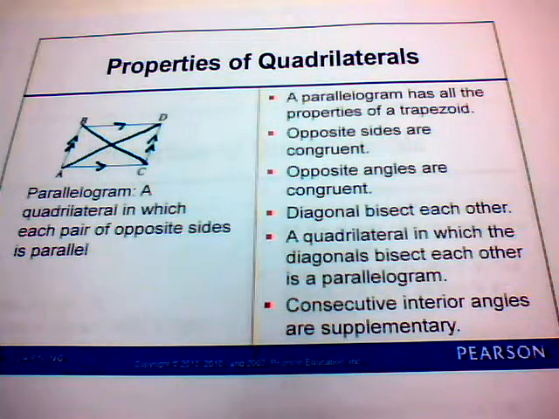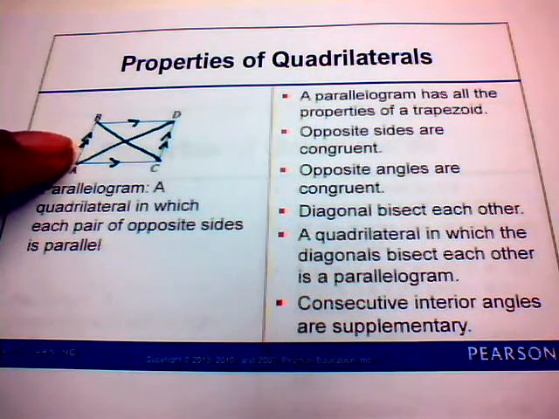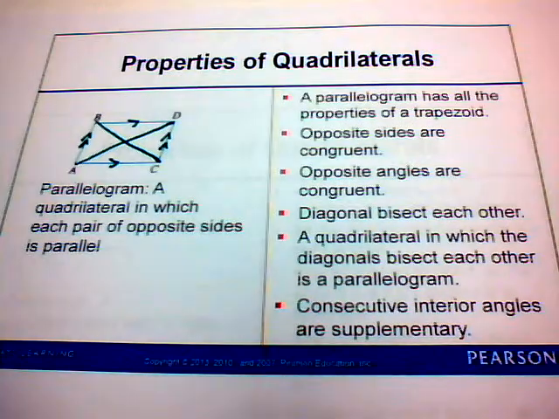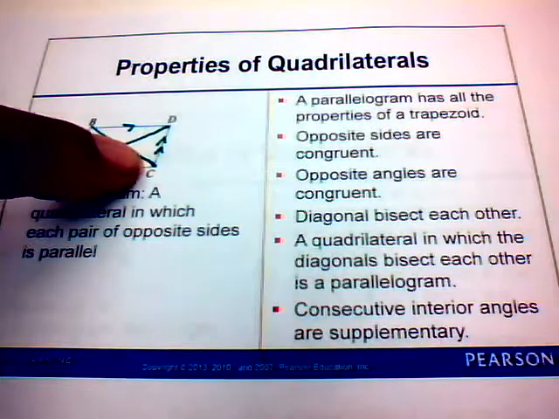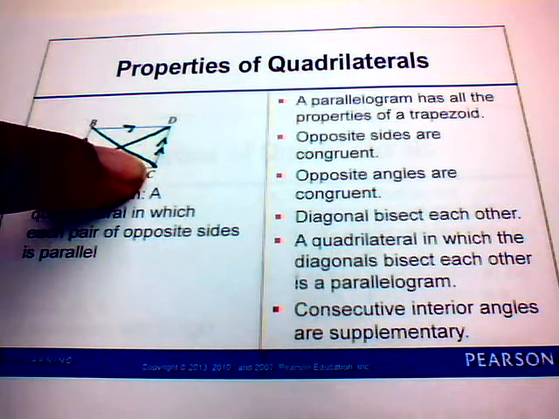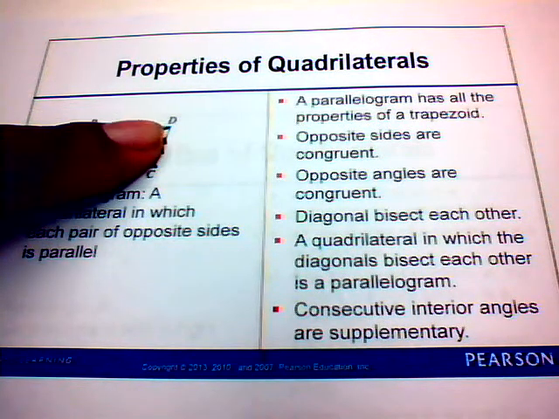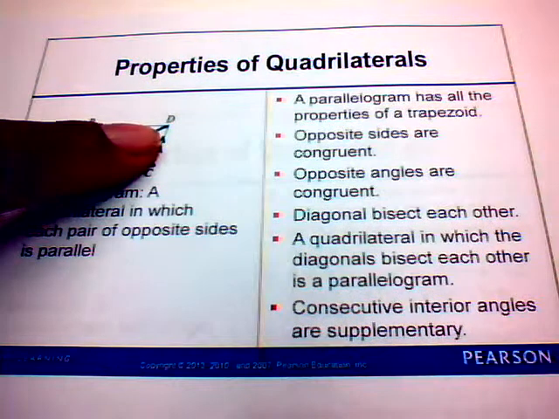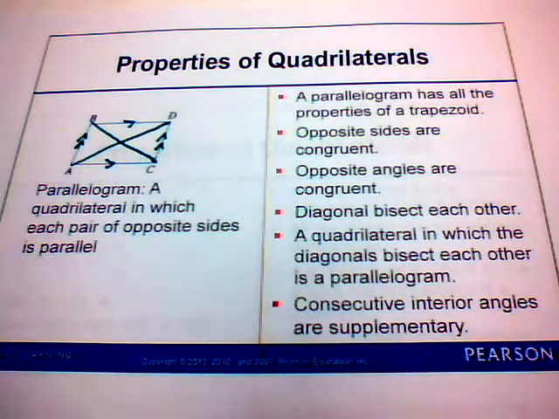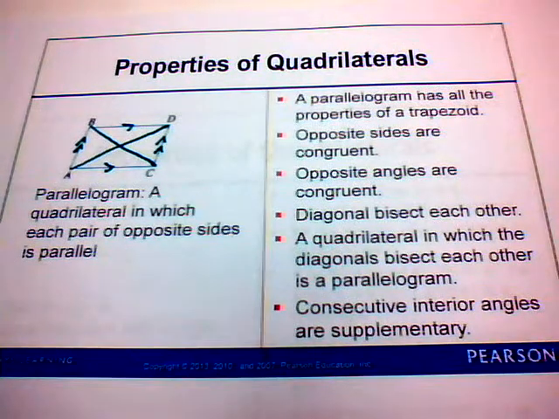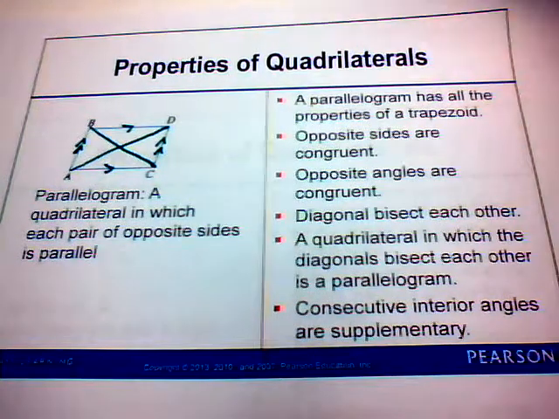In other words, angle B and angle A are supplementary. They add up to 180. Angle A and angle C add up to 180 because they're consecutive interior angles. The measure of angle C and the measure of angle D will be 180. Also, the measure of angle D and the measure of angle B will be equal to 180 because those are consecutive interior angles.